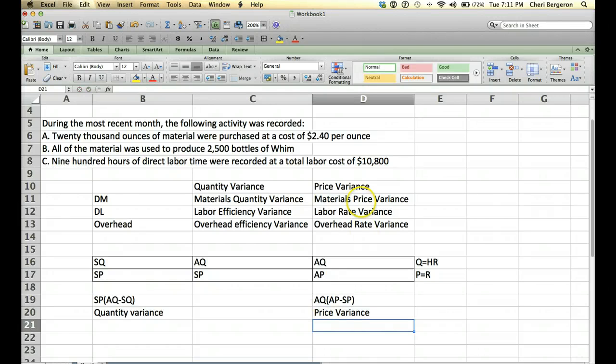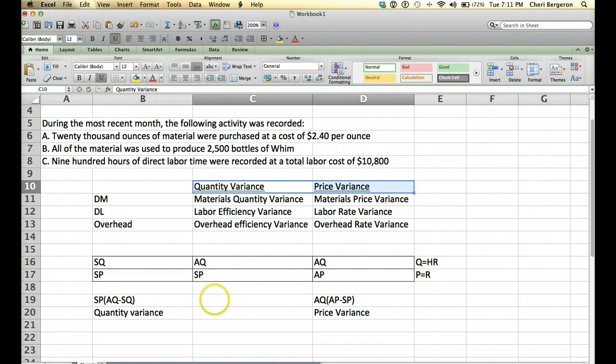And that will give me my price variance, or my labor rate variance, or my overhead rate variance, but it's going to be under this column right here. I'll put an underline here so that we know what we're talking about. Okay. All right, so now I'm ready to work the problem.